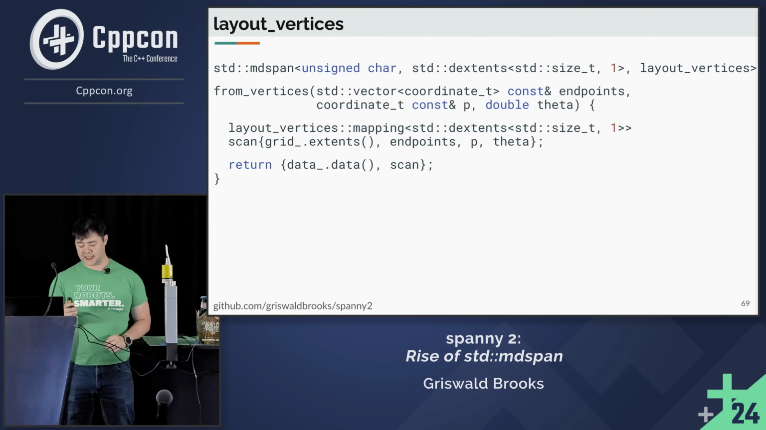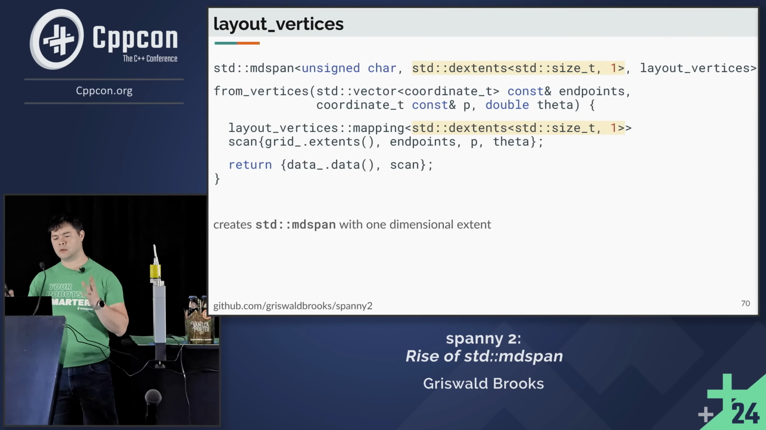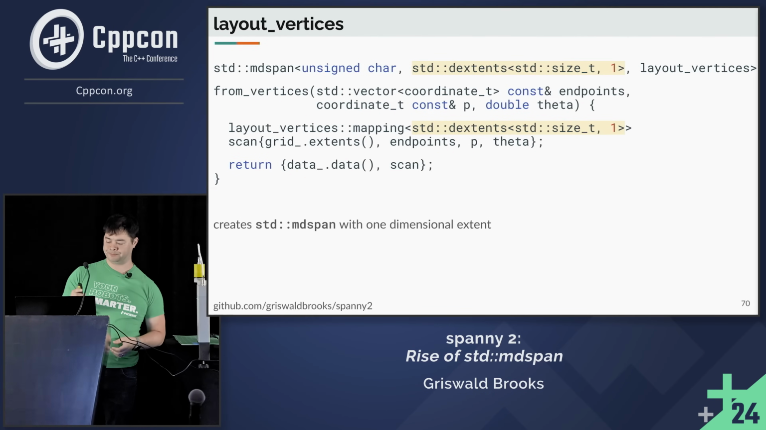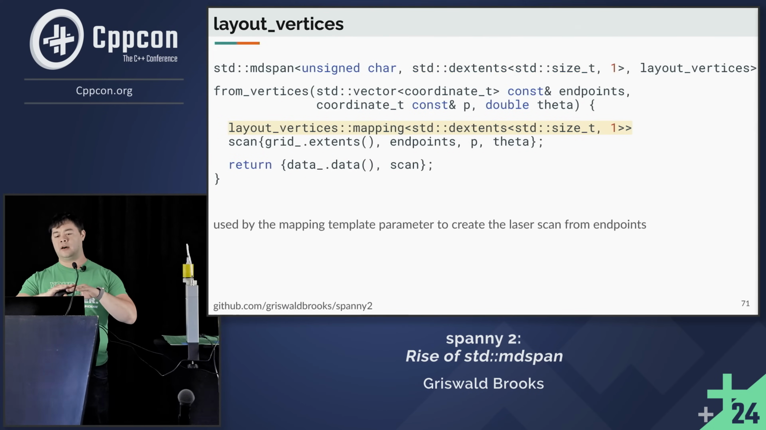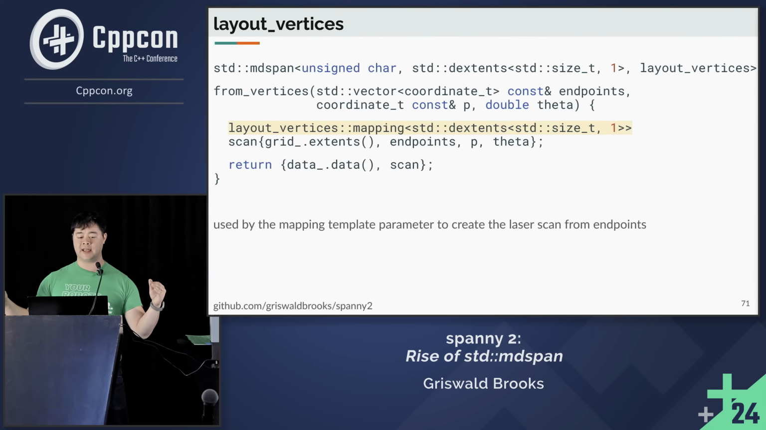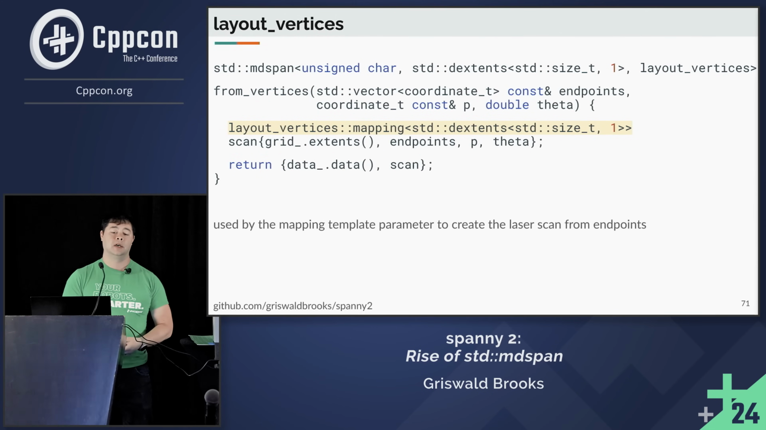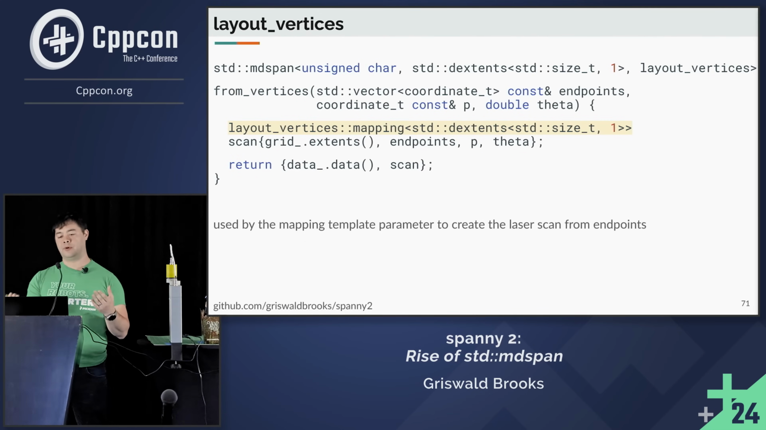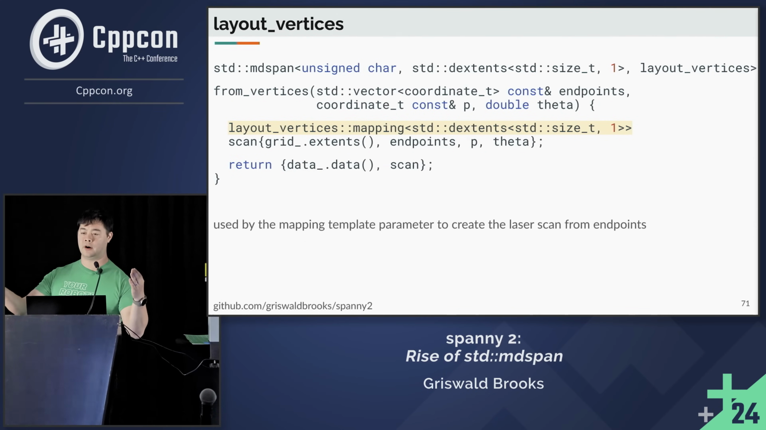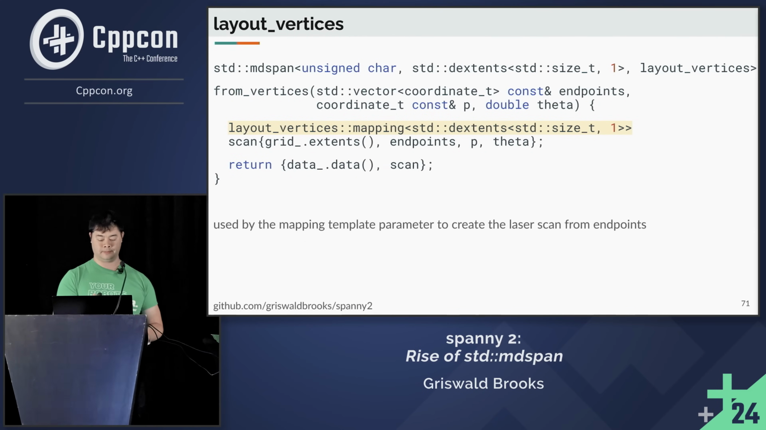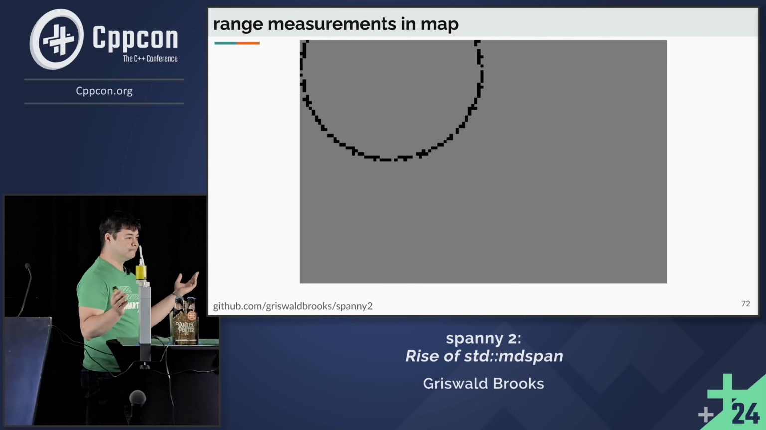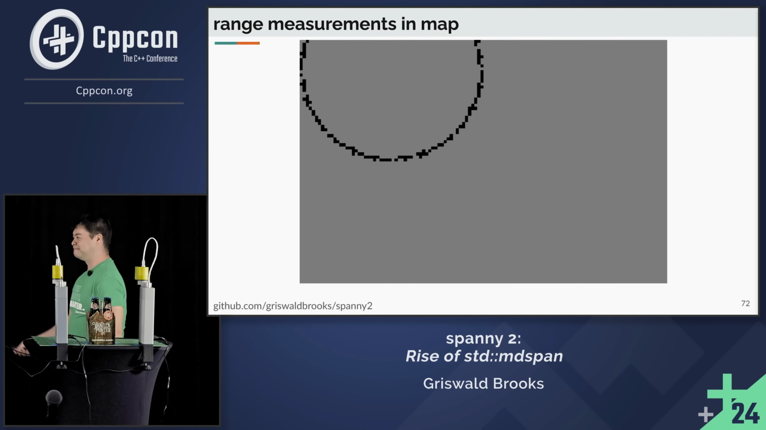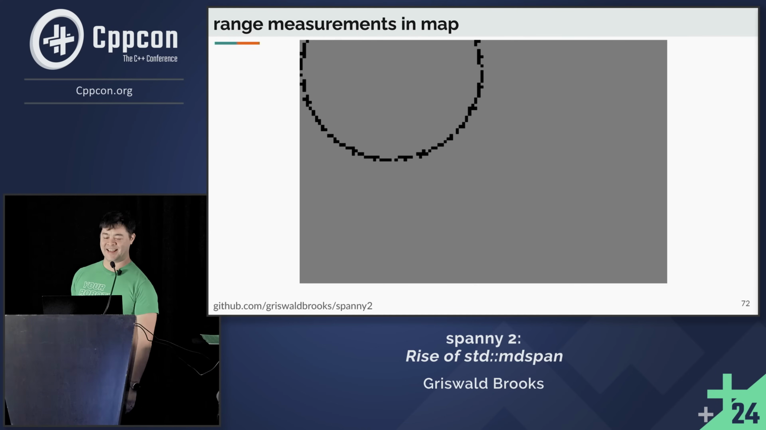And this is how we're going to use that data. So here, we're going to have that 1-dimensional extent that I talked about for the mdspan. And we're going to create our mapping using that 1D extent, and we're going to call that our scan. We're going to use the extents of the map and the endpoints that we got from the scan, and then we're going to return our vertices view. And this is what we get if the robot for some reason was in a cylinder. But this is what we get. You can see where all the vertices land in the map.